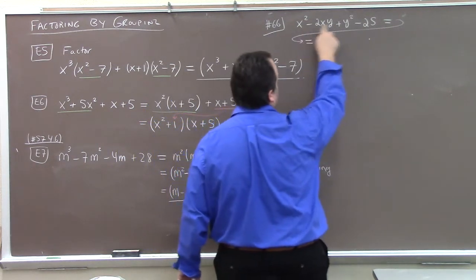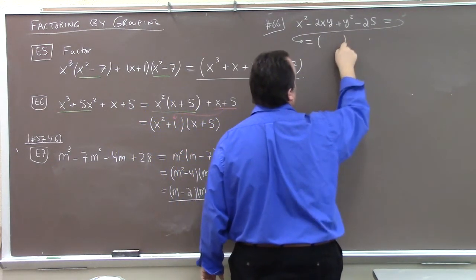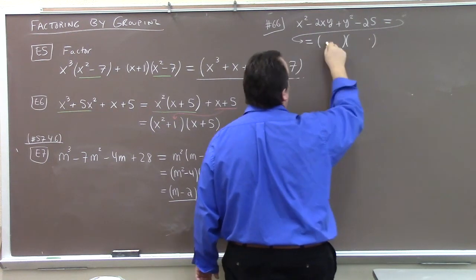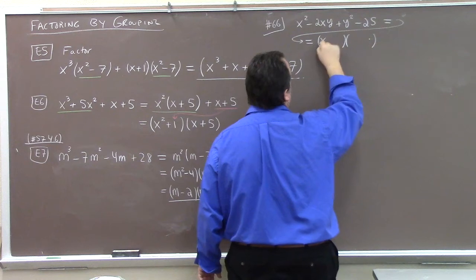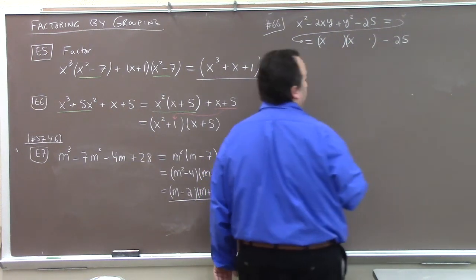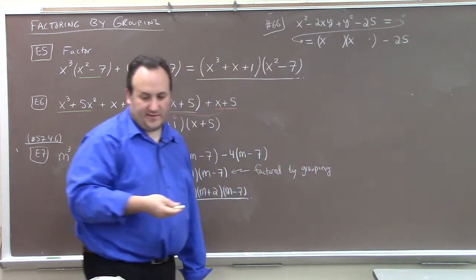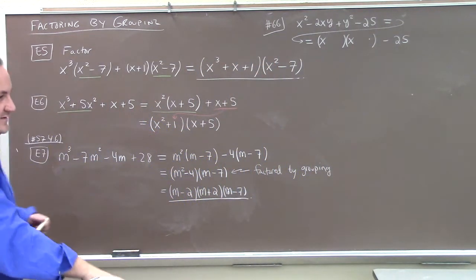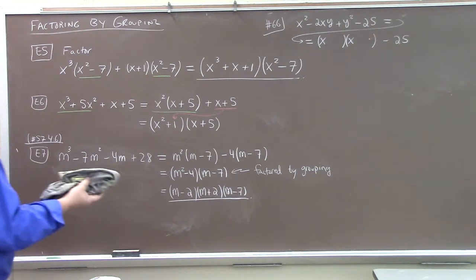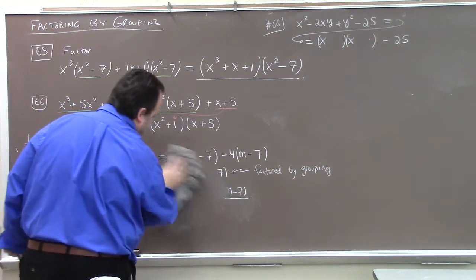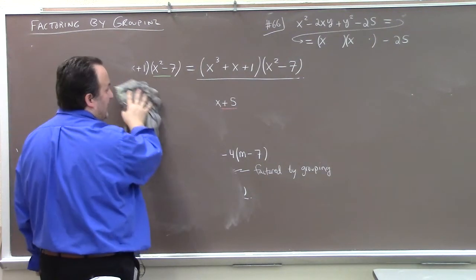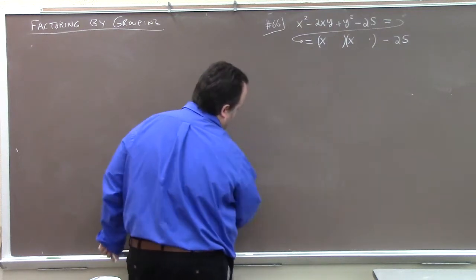These first two pieces, if I put this like that, can you see how to factor these? Put an x here. By the way, this problem right here is not factoring by grouping. It's something else.